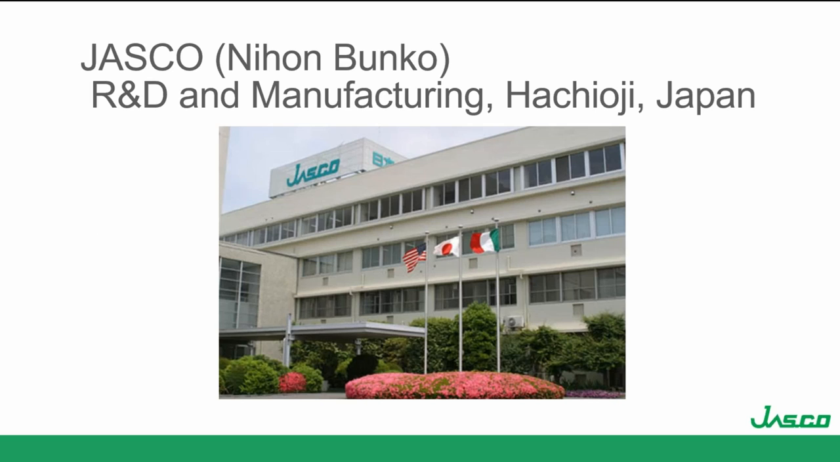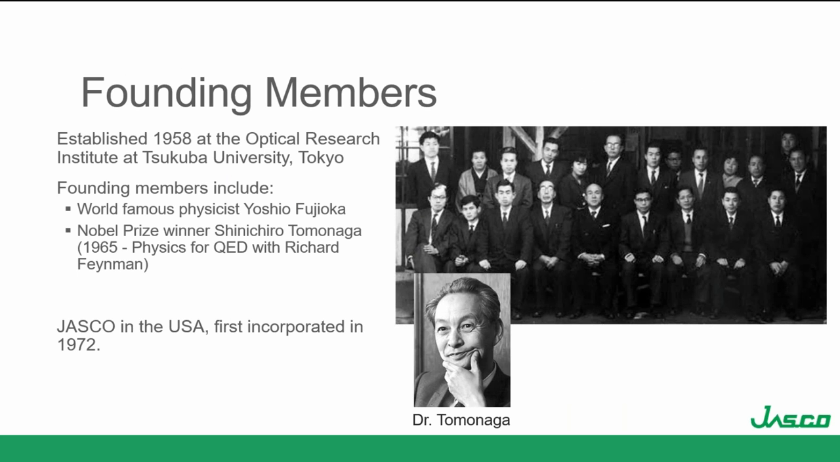First of all, I would like to talk a little bit about JASCO. JASCO is the Japanese spectroscopy company known in Japan as Nihon Bunko, where the research and development department and manufacturing are in Hachioji, Japan. Some of our founding members are the famous physicist Yoshio Fujioka and the Nobel Prize winner Shinichiro Tomonaga, who shared the Nobel Prize in physics for quantum electrodynamics with Richard Feynman in 1975. And JASCO was established in the United States in mid-1972 in Eastern Maryland.